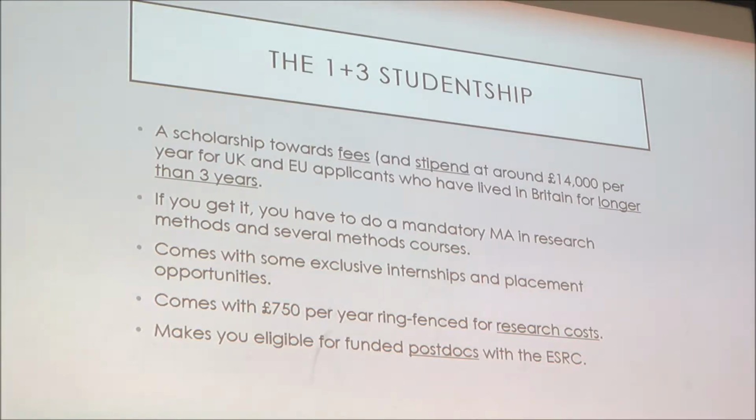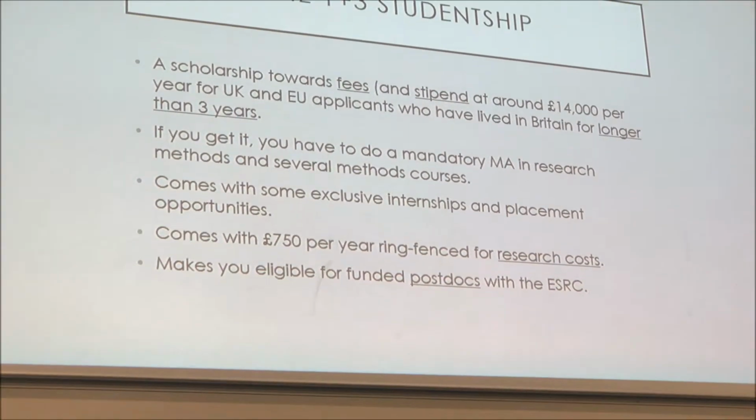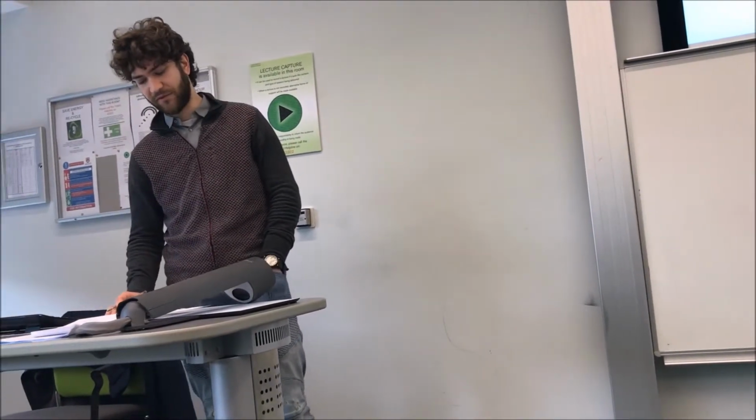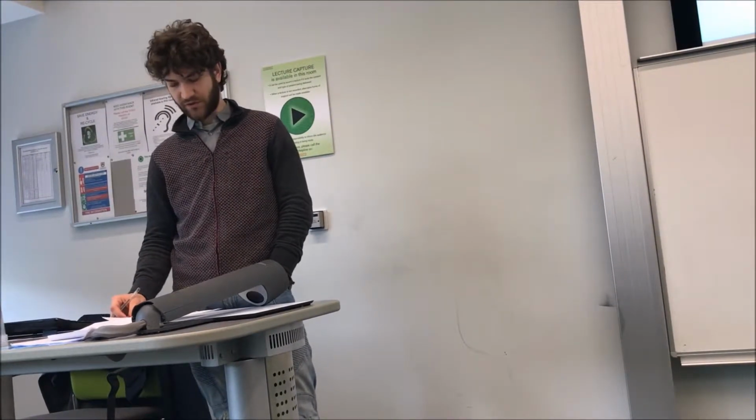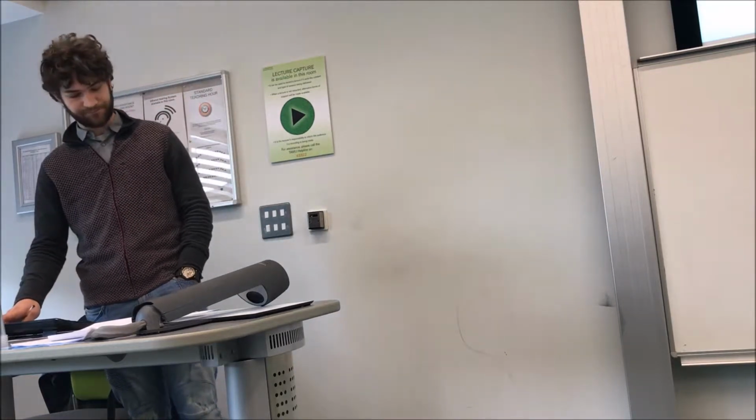So the 1+3 studentship grants a scholarship towards fees and a stipend of around £14,000 per year for UK and EU applicants who have lived in Britain for longer than 3 years. These cover a mandatory master's degree in research methods, a 3-year PhD normally, several advanced methods courses, and finally internships, exclusive placement opportunities, and so on. Helpfully, it also comes with a minimum of £750 per year towards research costs, including presenting work at conferences, and it makes you eligible for a funded postdoc with the ESRC once you're done.